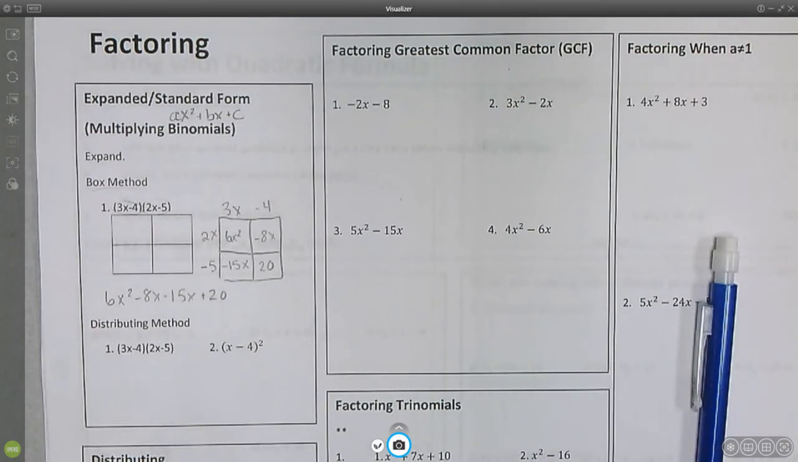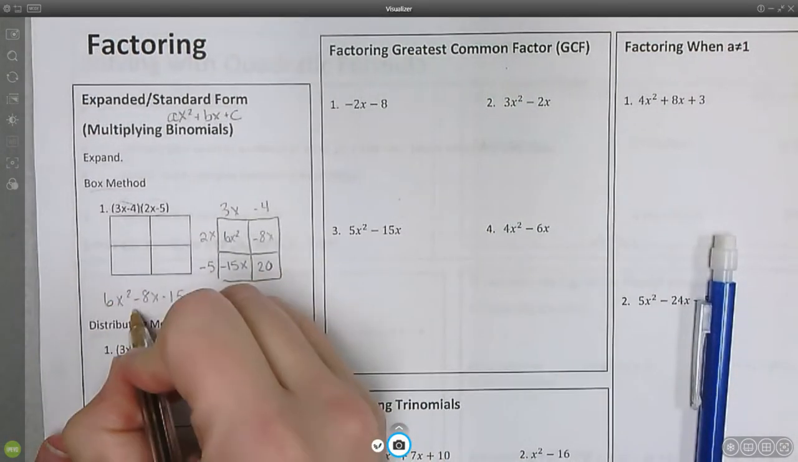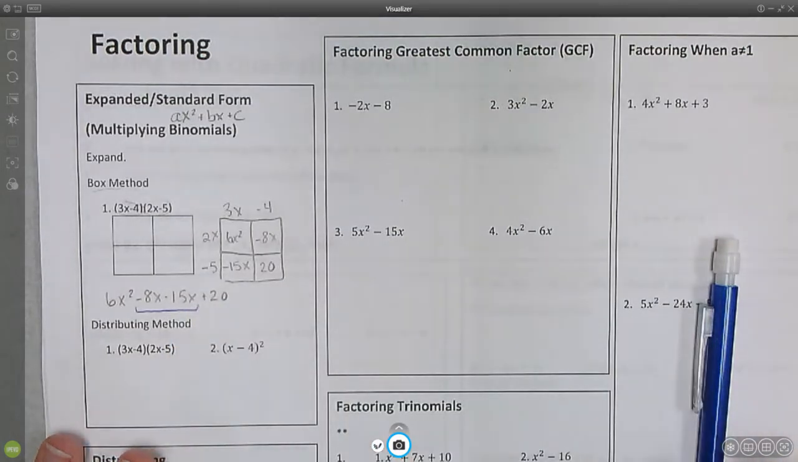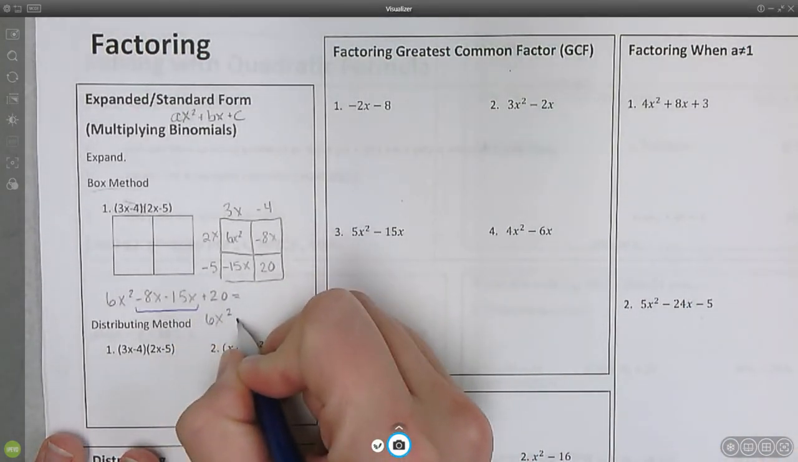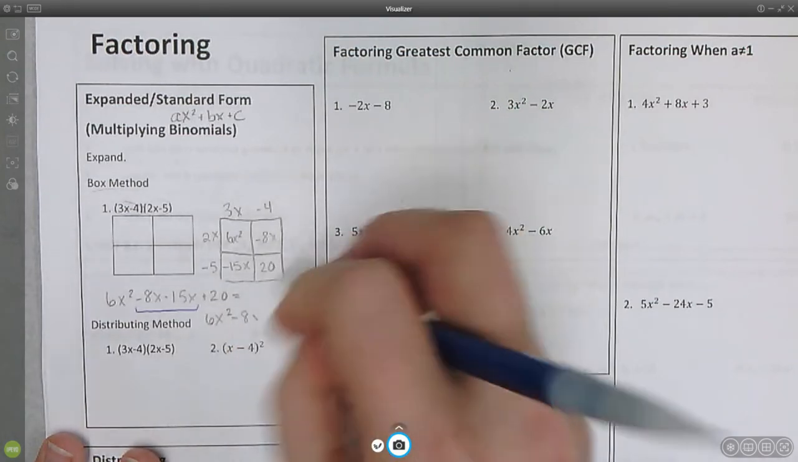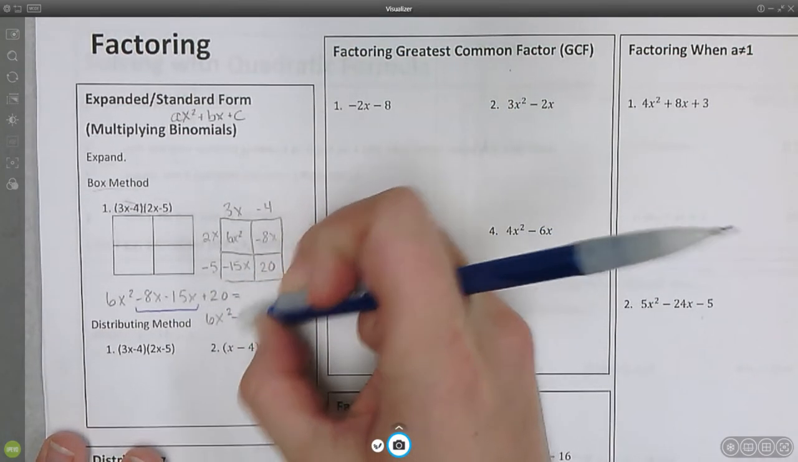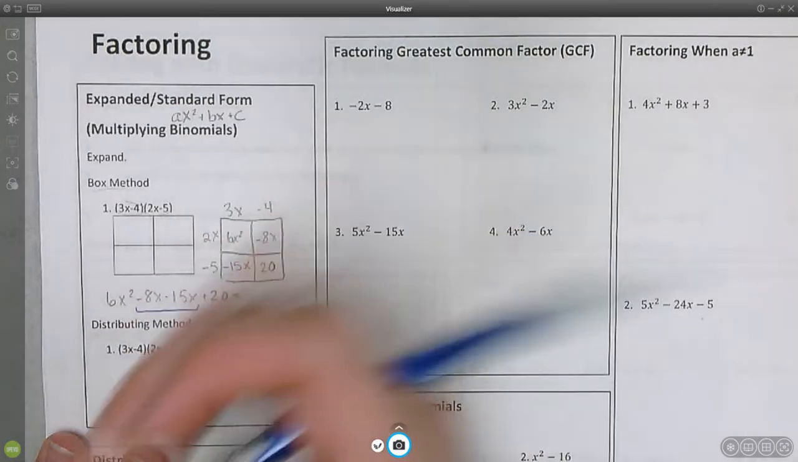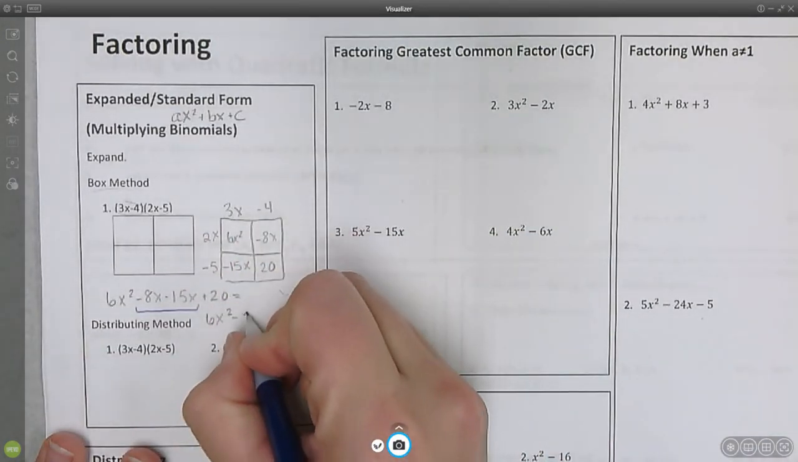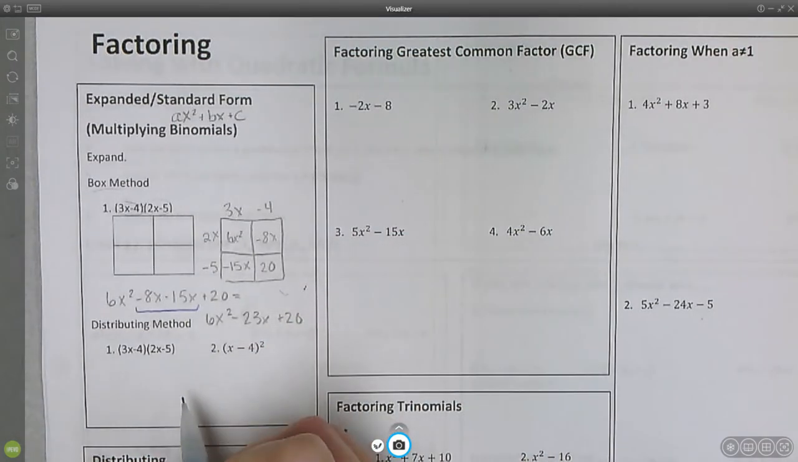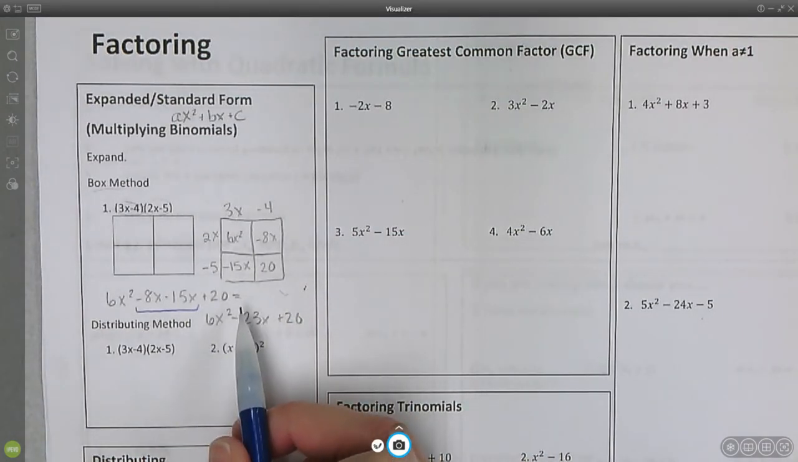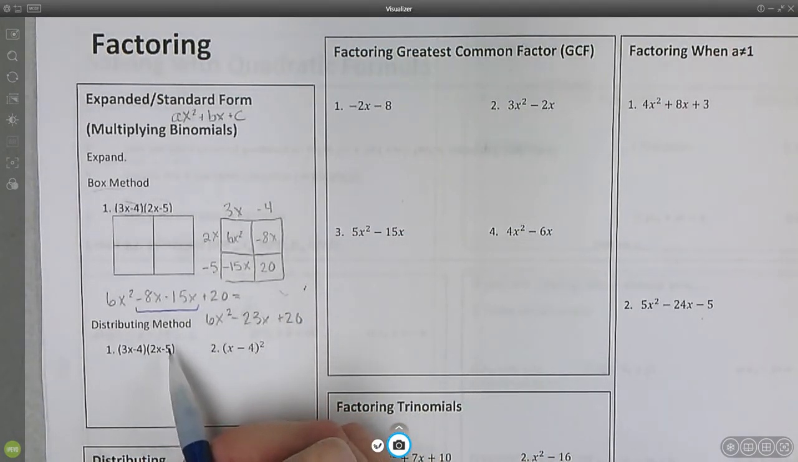And then don't forget to combine your like terms. So we can combine these two since they both have an x with them. So we have 6x squared minus 8, oops, combining like terms. So negative 8 minus 15 is negative 23 plus 20. So that's the box method if you want to use that. Otherwise, you can use distributing.